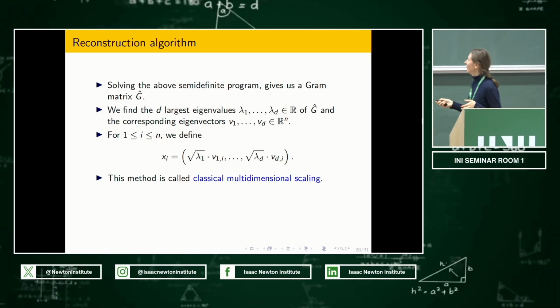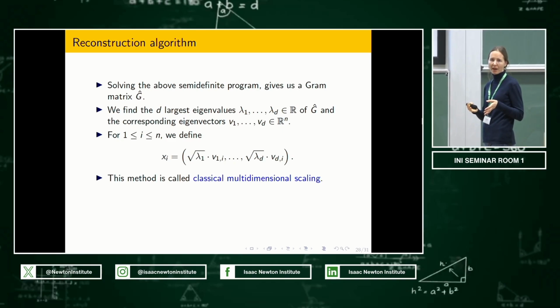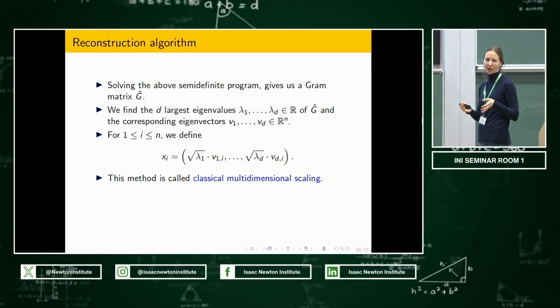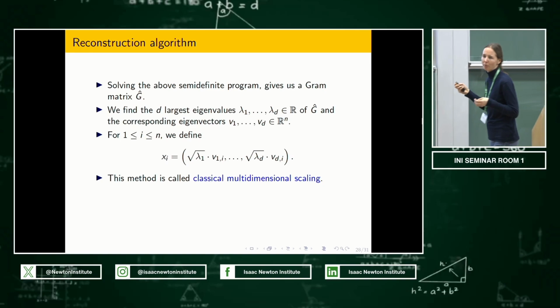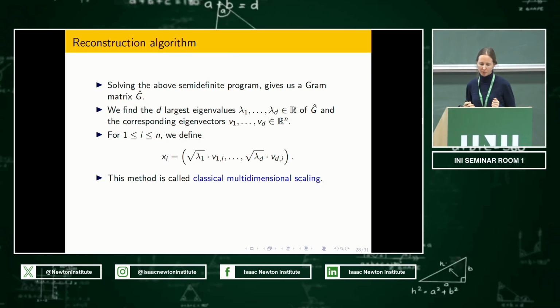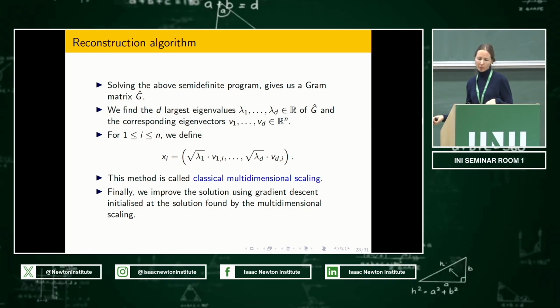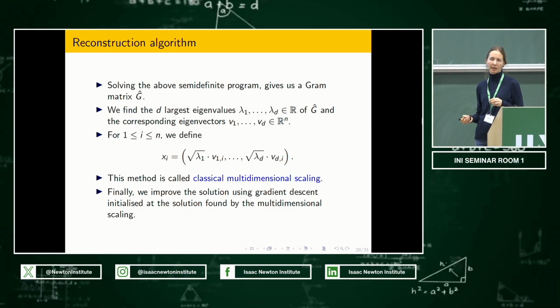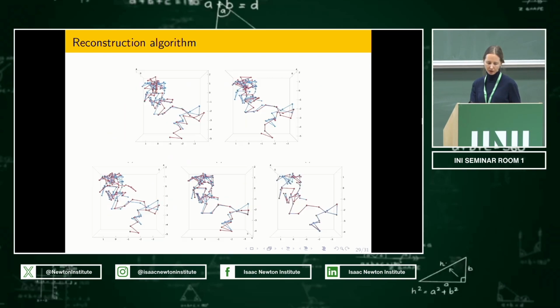But in general, if the rank is higher, then it won't be a Gram matrix of a set of points in D-dimensional space, and then this corresponds to a projection to D-dimensional space. And this method is called classical multidimensional scaling. So we first do the semi-definite program, then we do the classical multidimensional scaling, and finally we improve the solution using gradient descent, starting with the solution that we found using the multidimensional scaling.